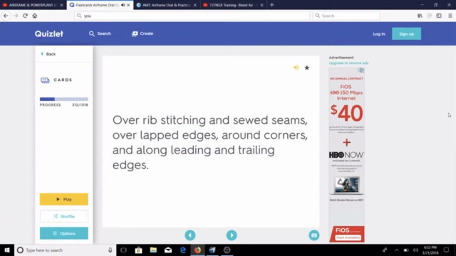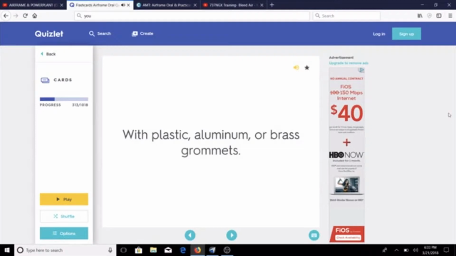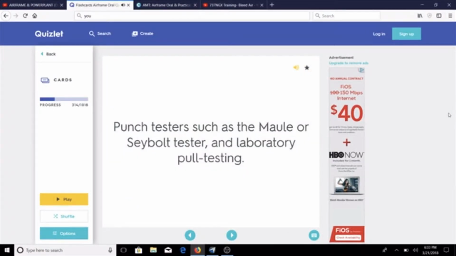Over rib stitching and sewed seams, overlapped edges, around corners, and along leading and trailing edges. How should the edges of drainage, inspection, and ventilation holes be reinforced? With plastic, aluminum, or brass grommets. What are the principal methods used to test the condition of dope fabric? Punch testers such as the Mahler-Seibold tester and laboratory pull testing.